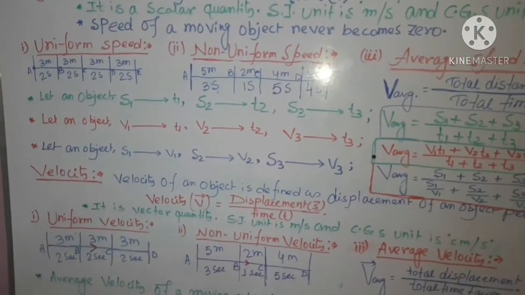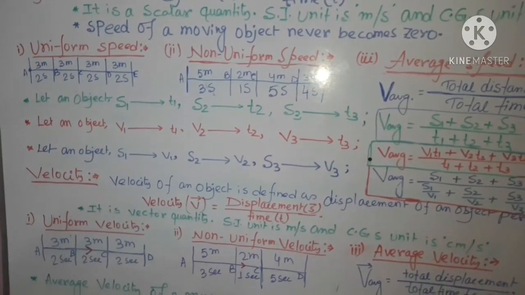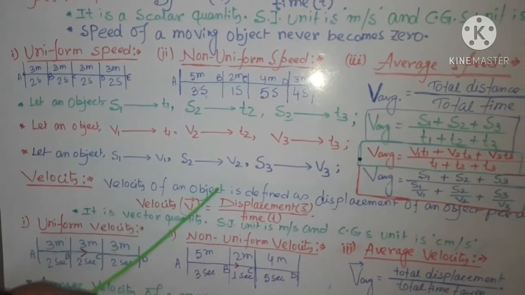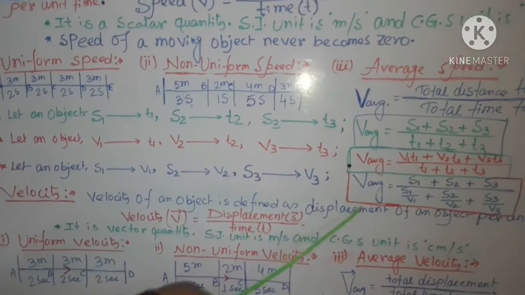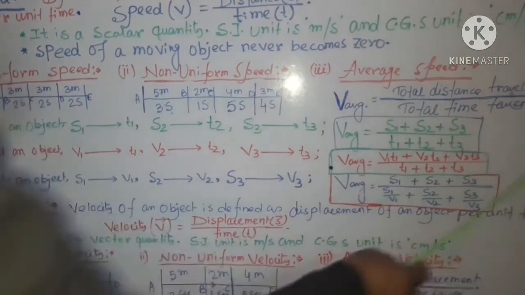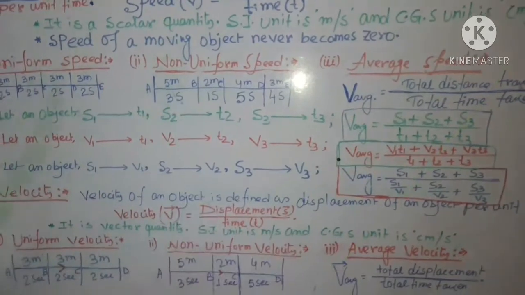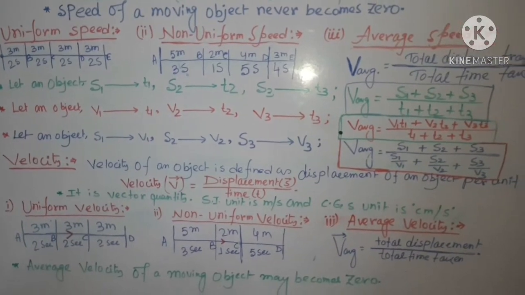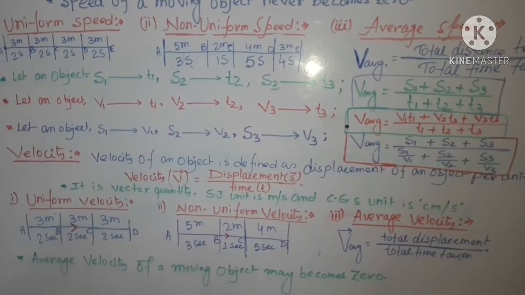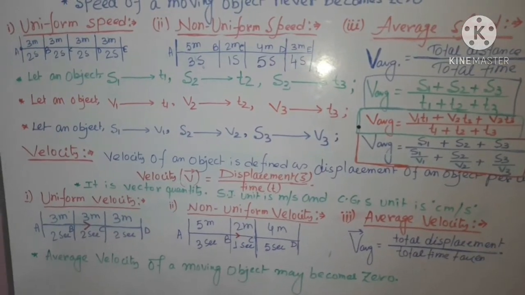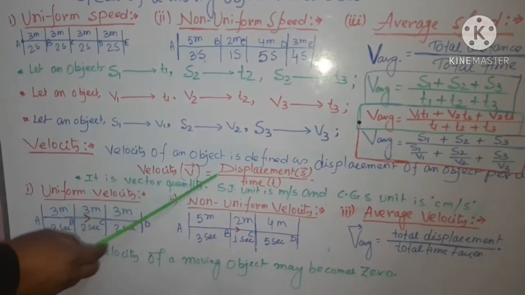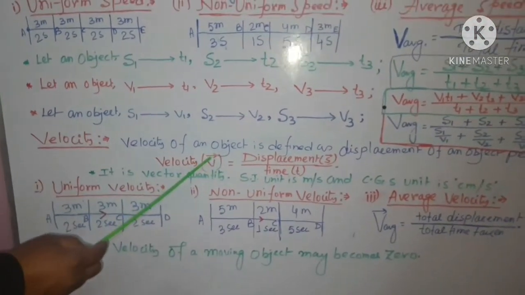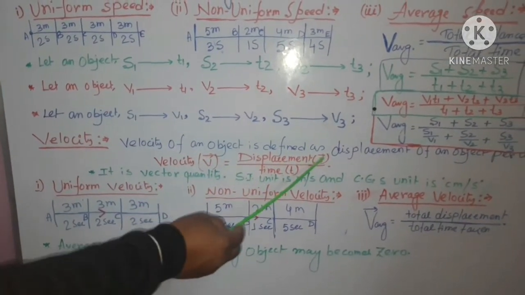Now student, we will discuss about velocity. So what is velocity? Velocity of an object is defined as displacement of the object per unit time. So therefore for any moving object the displacement of the object per unit time is known as the velocity. তাহলে mathematically velocity equals displacement by time. That is v vector, it is a vector sign. V vector is equal to s vector by time.